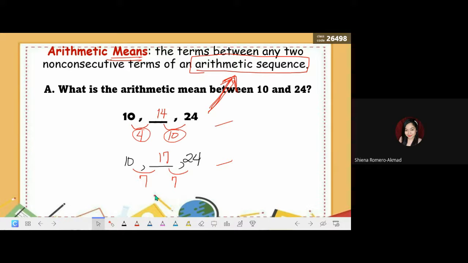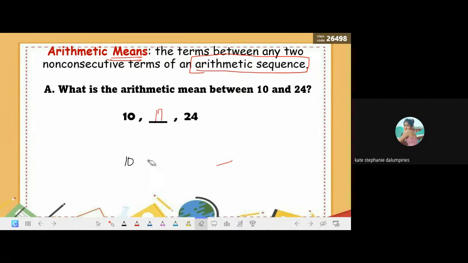Okay, so how did you get 17, Kate? Let me first erase, Ma'am, this. Yes po. Parang binilang ko lang po kung ilan yung agwat nila sa isa't isa. Sinubukan ko po na 16, tapos hindi po sila parehas ng common difference. Parang tinry ko po yung mga iba't ibang sunod-sunod na number. Okay, so parang nag-trial and error si Kate. Okay, so pwede din yun, no?